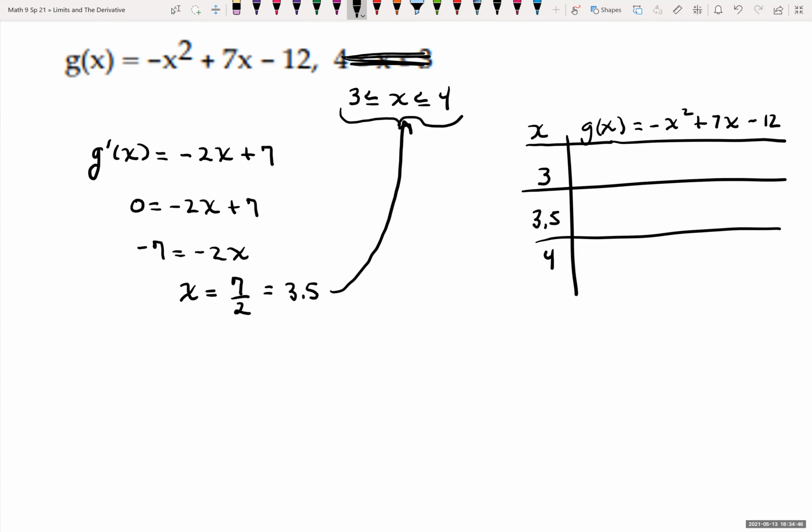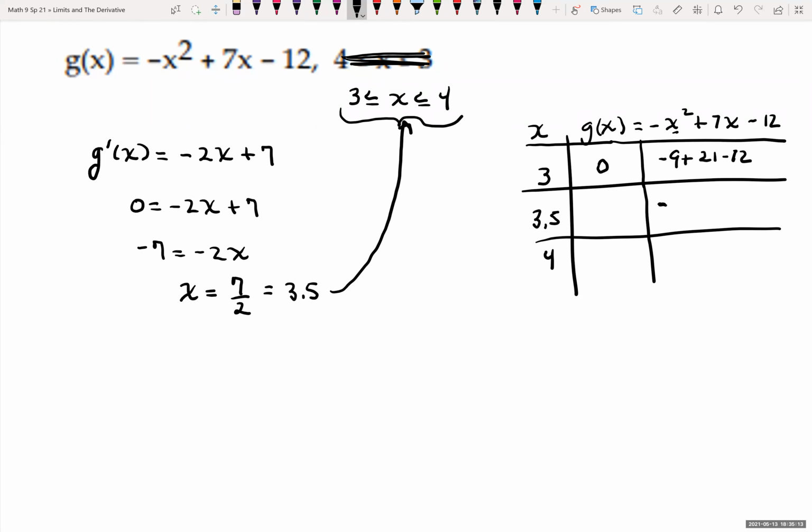So if we square 3, we get 9. So we get negative 9 plus 7 times 3, 21, minus 12. So if we sum that up, negative 9 minus 12 is negative 21, and negative 21 plus 21 is 0. So g of 3 gives me back a y value of 0.